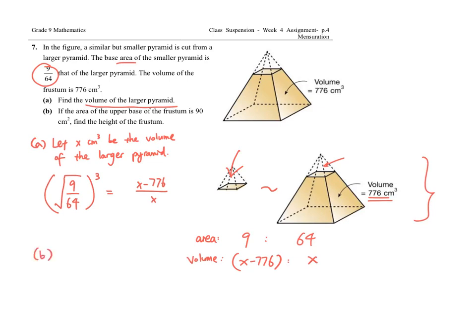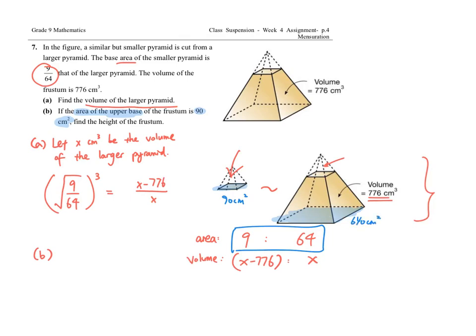Okay, so for part B, I do not do it for you and I only highlight some keywords for you. Okay, so it is given that the area of the upper base of the frustum is 90 cm square. So here I want to emphasize that actually the upper base of the frustum is the base of the smaller pyramid. Okay, so the corresponding part to the larger pyramid would be the very big base area here. Okay, so if I know that this is 90 cm square, then you use the ratio 9 to 64, then you can find that this is 640 cm square.